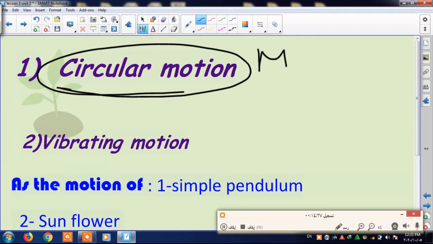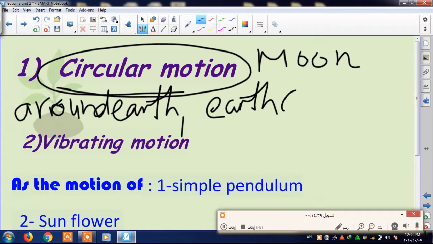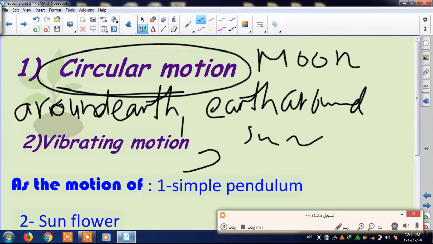Moon around earth. Number 2, earth around sun. Like what? Like electrons around what? Around the nucleus. So it is a circular motion.